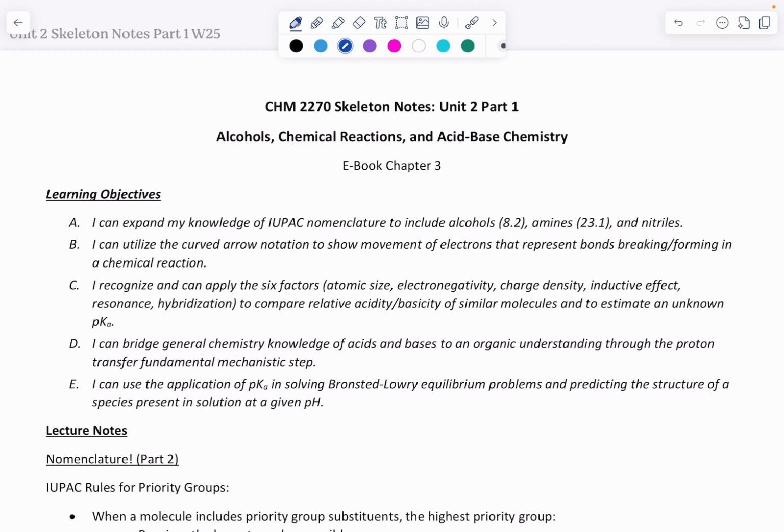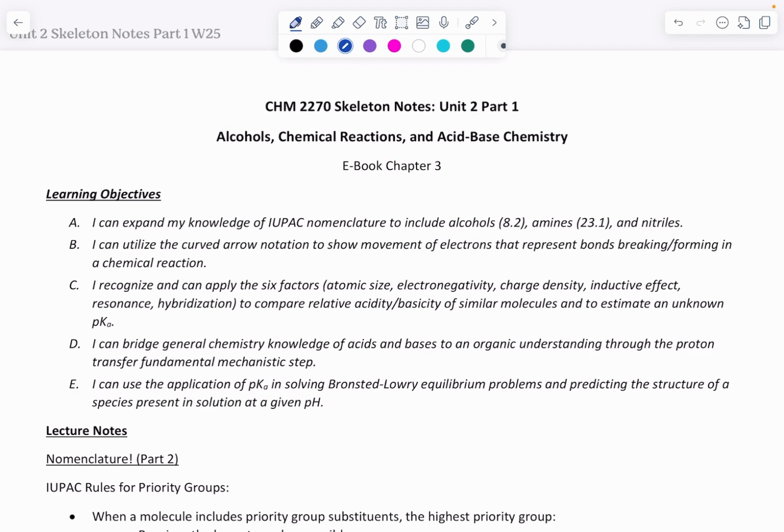So if you did want to look back at the book, that is where to look for alcohols and amines. We will use the curved arrow notation to show electron movement that represents bonds breaking and forming in chemical reactions. The next three learning objectives are focused on acid-base chemistry, so we'll predict relative acidity or basicity of a molecule based on a few different factors. We will really dive into this proton transfer mechanism step, which is an acid-base reaction step. And then we will use pKa to solve different equilibrium problems and predict the structure of a species present in solution at a certain pH. So that gives you an overview of the whole unit.